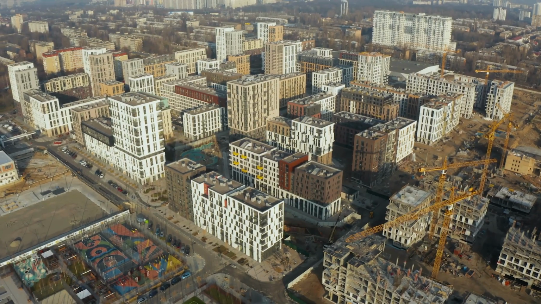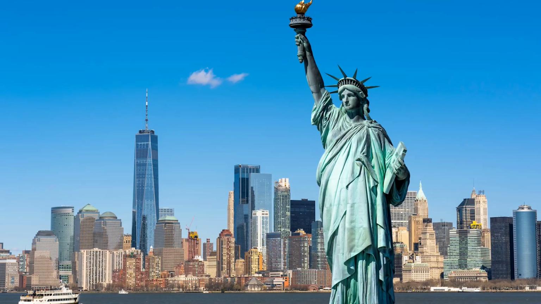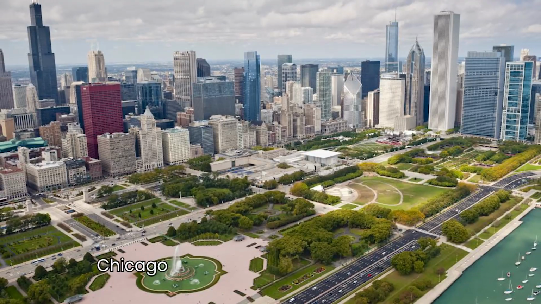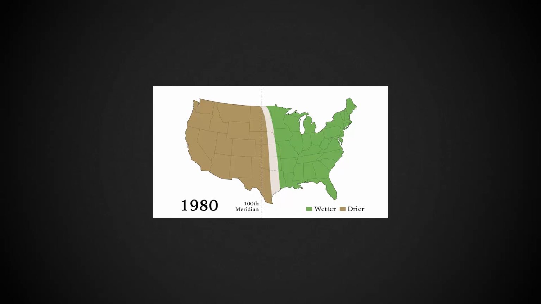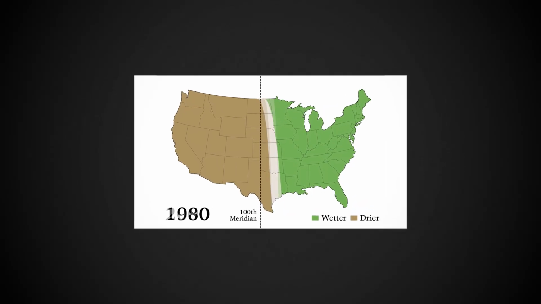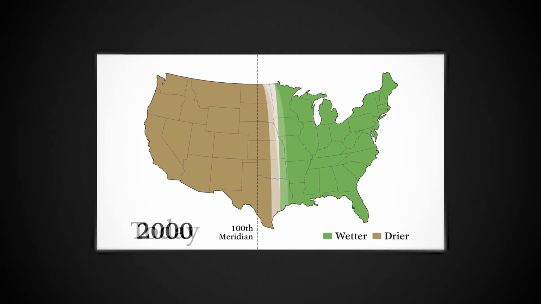The 100th meridian is also a barrier to urban expansion. Most of America's major cities like New York, Chicago, and Atlanta are east of the line. West of the meridian, cities are fewer and farther between, and development is slower. But things are changing. Recent climate studies suggest the 100th meridian is gradually shifting eastward, with areas once reliably wet now experiencing drier conditions.